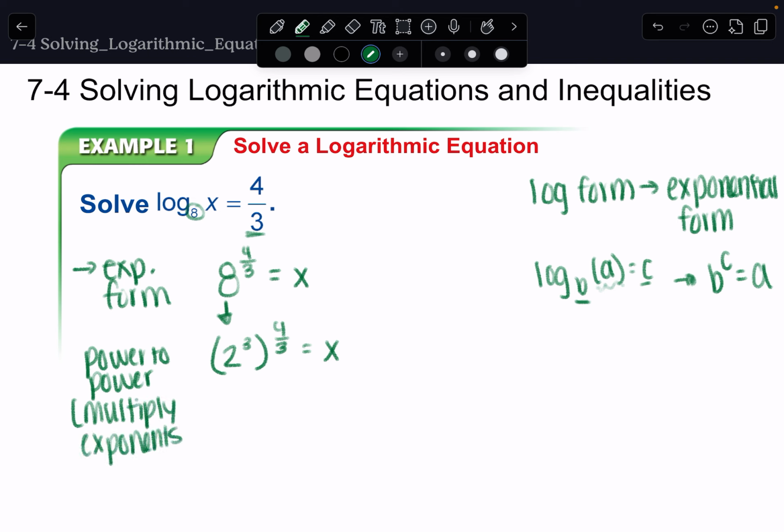Whenever I do that, 4/3 times 3, your 3's would cross cancel, so I'm really just left with 2 to the 4th power is equal to x. Again, you can use a calculator, or you're really just doing 2 times 2 times 2 times 2. So 2 times 2 is 4, 4 times 2 is 8, 8 times 2 is 16. So your answer to this first question would be that x is equal to 16. So you're solving for x.